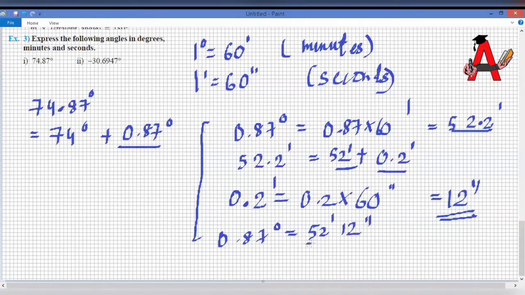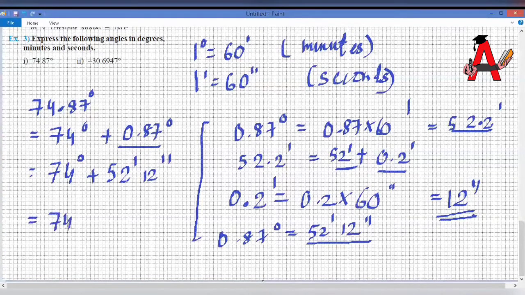We can write it like this, and we don't have to write any plus. Now this can be substituted back into our original question. We will write 74 degrees plus, instead of 0.87 degrees, 52 minutes and 12 seconds. This can further be written as 74 degrees, 52 minutes and 12 seconds. This is how it has to be written. Express the following angles in degrees, minutes and seconds. Please practice the second question.